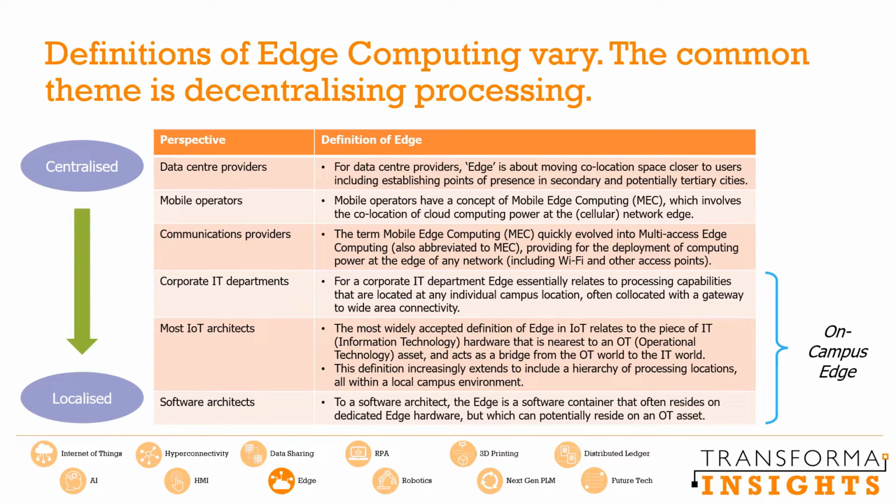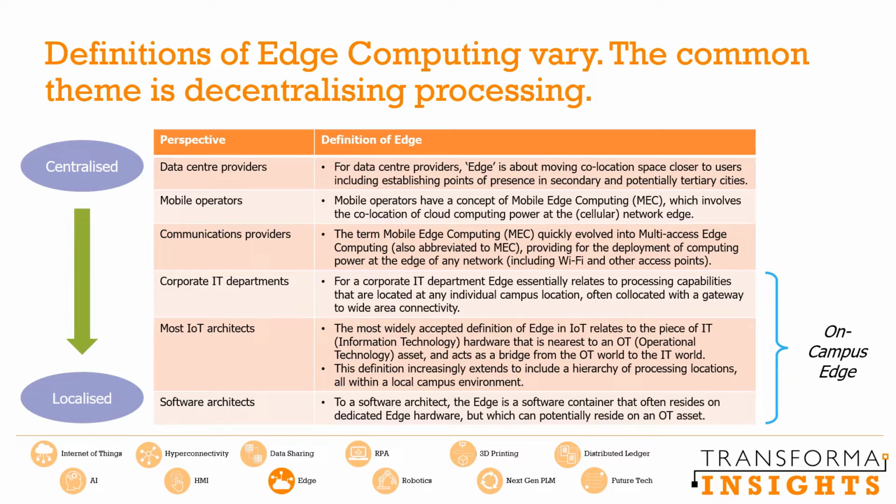Corporate IT departments. For a corporate IT department, edge would essentially relate to processing capabilities that are located at any individual campus location, often co-located with a gateway to wide area connectivity. So that's a factory or some other university campus or a shopping center potentially. It's some centralized location there, which is distributed away from what we could term the cloud.